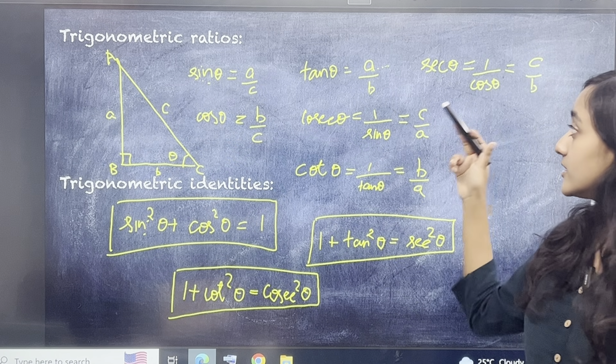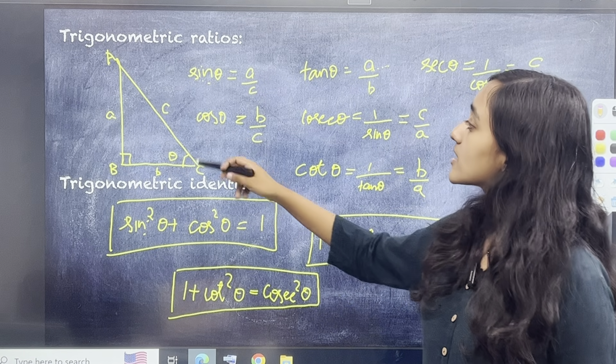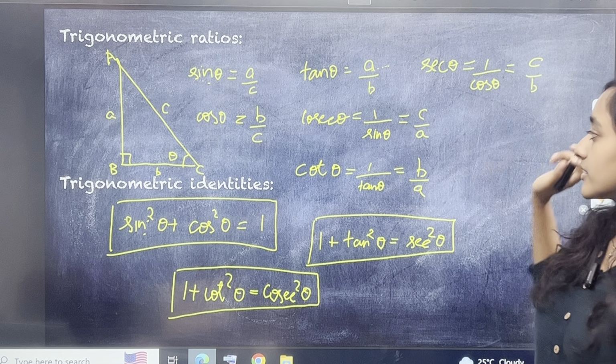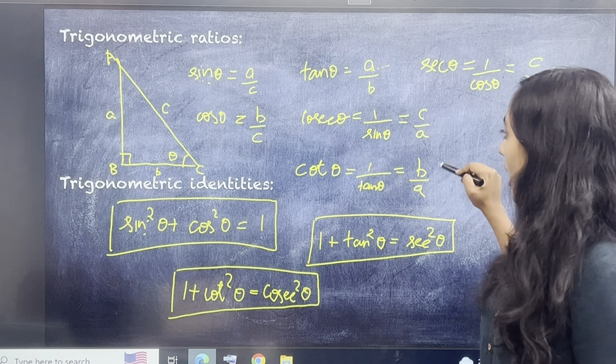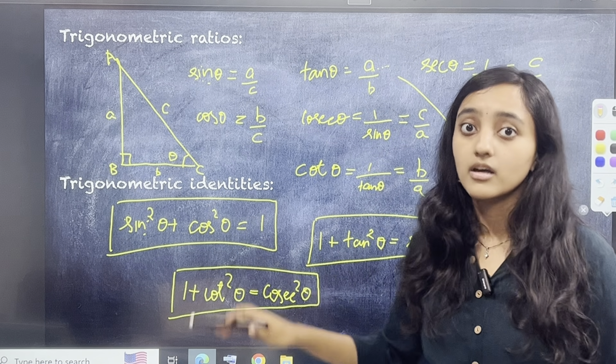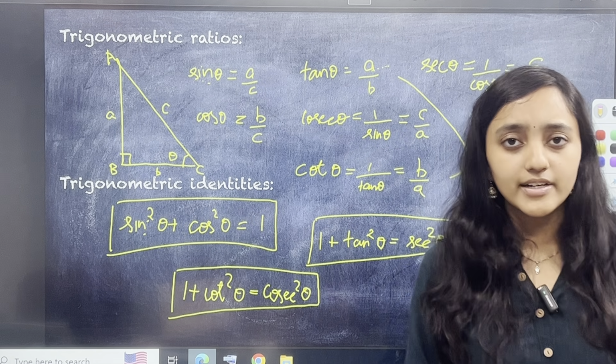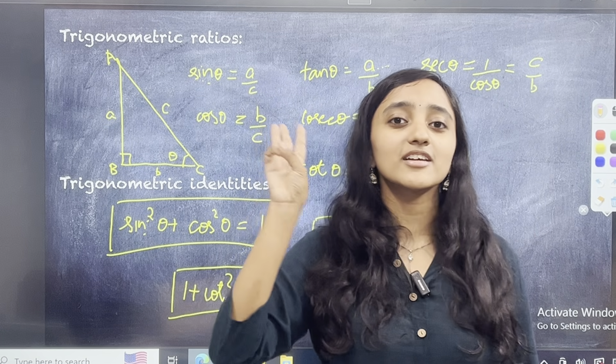Then you have secant theta, which is inverse of cos theta, and therefore it is c by b, as it is written here. Cot theta is nothing but inverse of tan theta, and therefore 1 by tan theta, which is b by a. That is all you need to know in trigonometric ratios. Next, you have trigonometric identities. There are just three identities that you need to know.